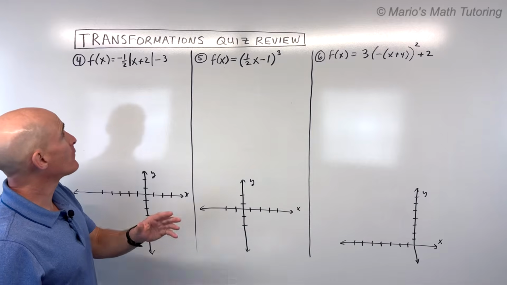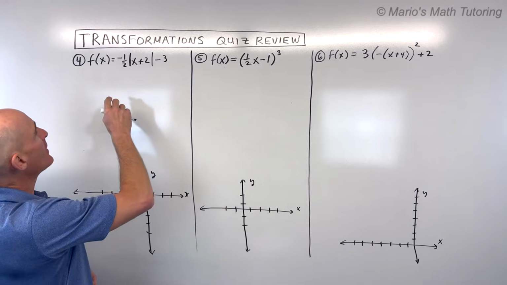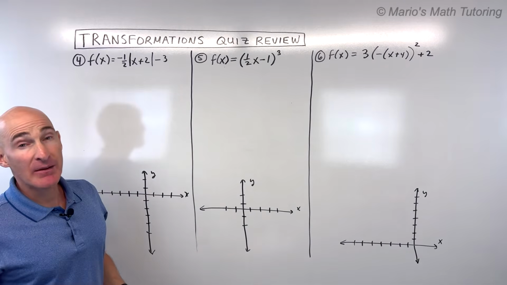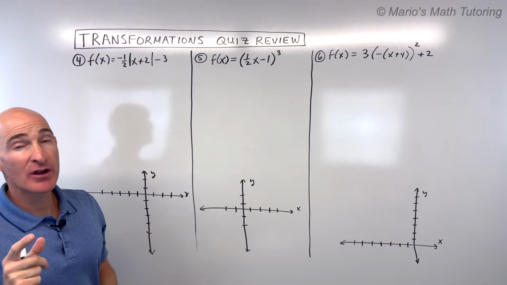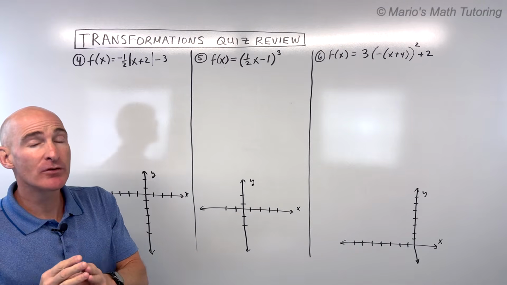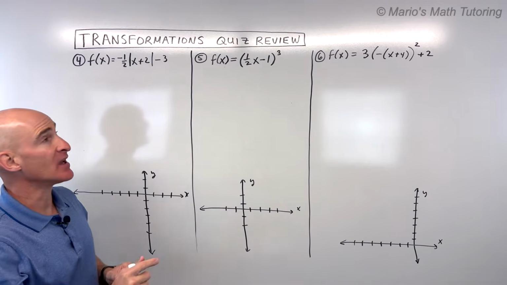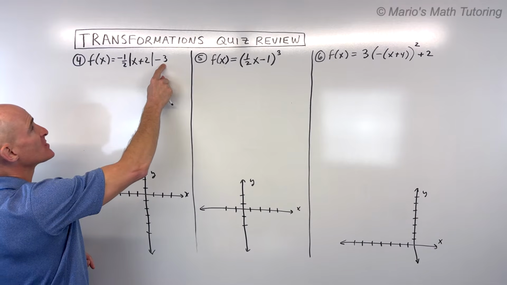Now, if I was going to do number 4, what I would do is I'd say, well, the order of transformations, you've got a few different options, okay? The main thing you want to be careful of with these problems is you want to do the vertical translation up or down last. That's one of the biggest mistakes students make. So in this case, I want to make sure I do this last.